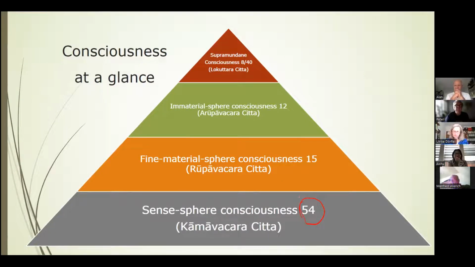Literally, Kamavacara Ceta means sense-sphere consciousness, and the next group is Rupavacara Ceta, 15, fine-material consciousness. The next group is 12 Arupavacara Ceta, immaterial sphere consciousness. And the last group is 8 or 40 Lokuttara Ceta, supramundane consciousness. So this is consciousness at a glance.